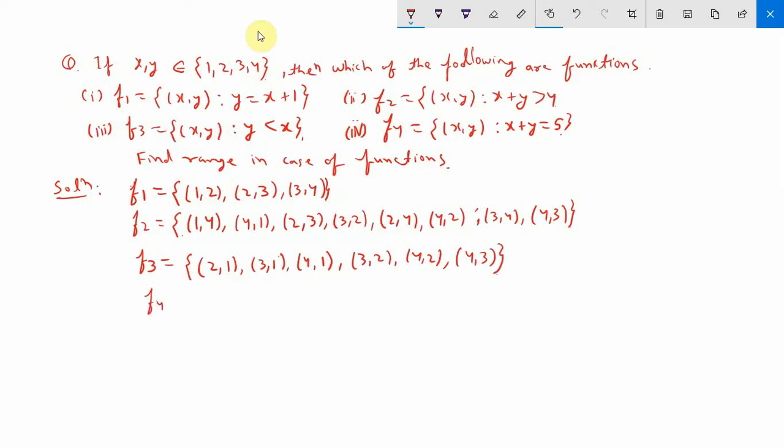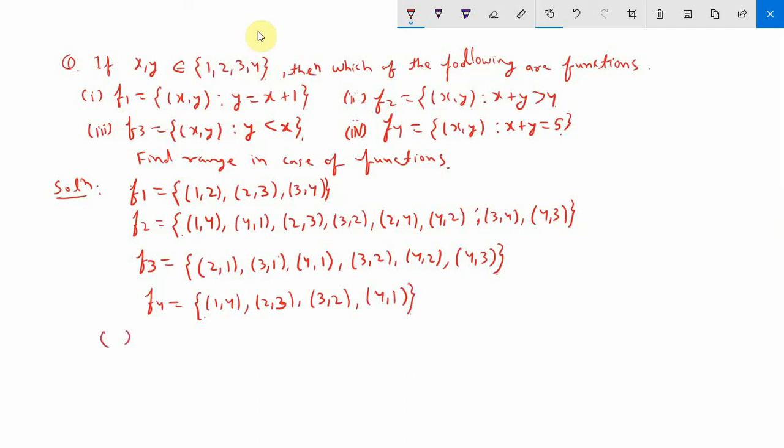Next one is F4. F4 is such that x plus y equal to 5. So if we consider 1, then 1 and 4 can be possible. Next one 2, 3. Another one maybe 3, 2. After that 4, 1. So there are 4 ordered pairs in F4.